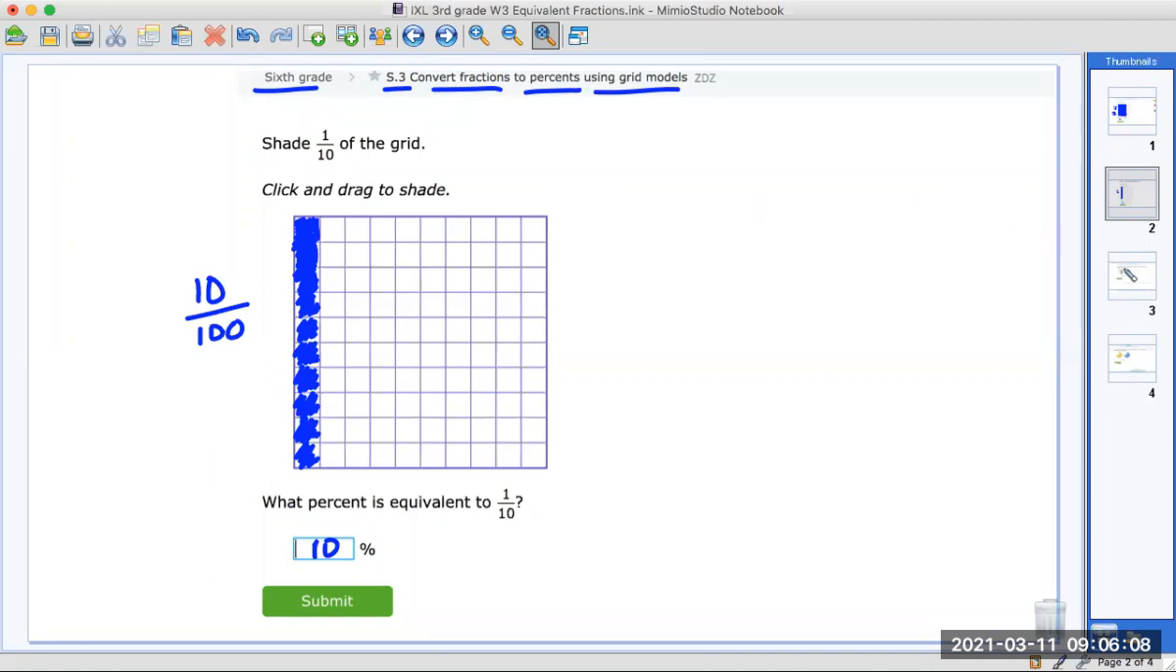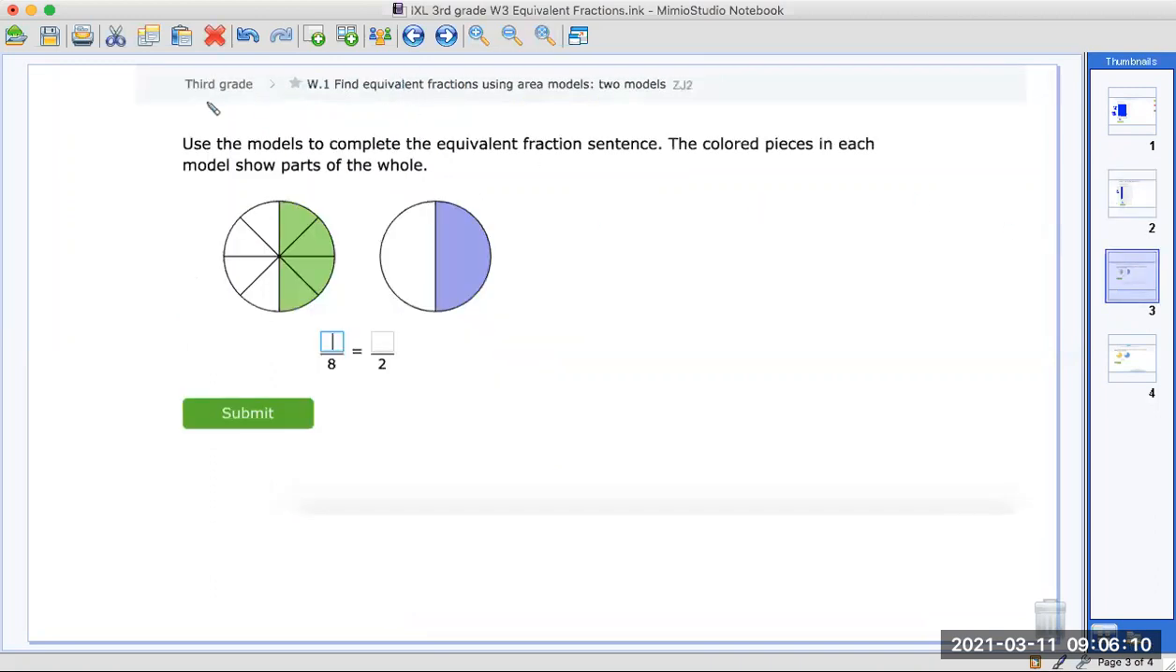So this was sixth grade S3, convert fractions to percents using grid models. And the next one, I want to show you one more. It's third grade, IXL, W1, find equivalent fractions using area models, 2 models. So we have 2 circles. Each circle means one whole. One whole means it's out of 1. If you look at it as percent, which in this case they're not talking about percent, that would make it 100%. The whole thing is always 100 or a 1. So think of this as the whole. You got half of it shaded in.